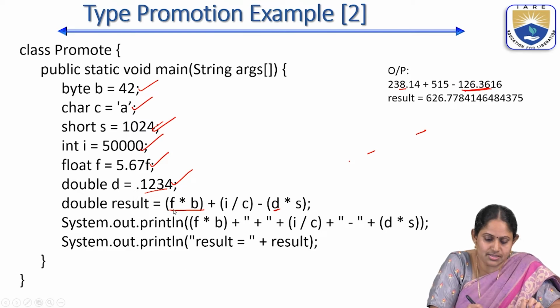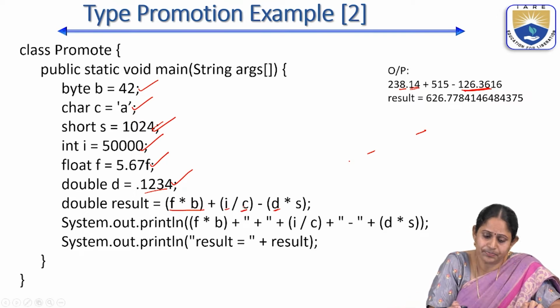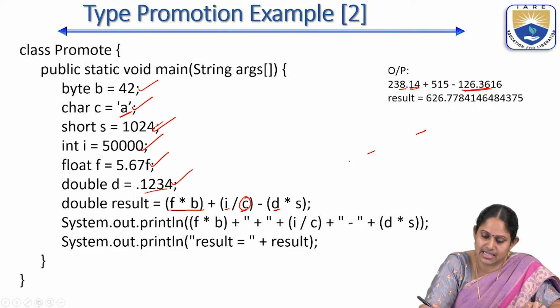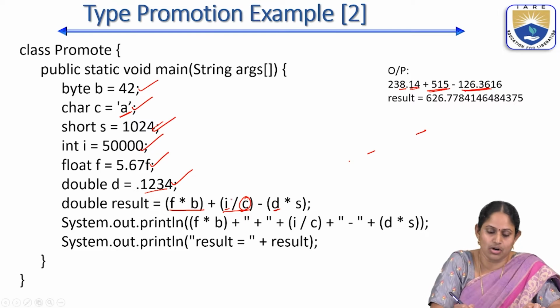Since F is float, 5.67, and B is 42, their product will be promoted. The type of the result will be promoted into float. That's why we still get the decimal part. Then I is integer and C is character. C is storing the character A, so it will take A's ASCII value, and their product is found and stored as an integer itself since character is of smaller size.